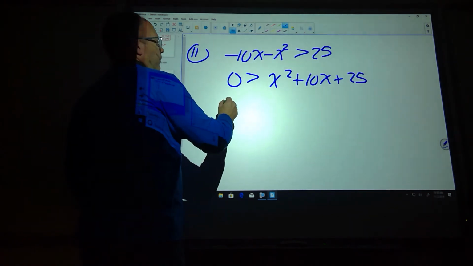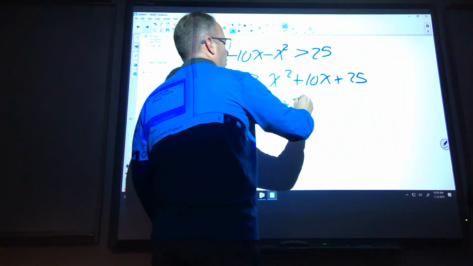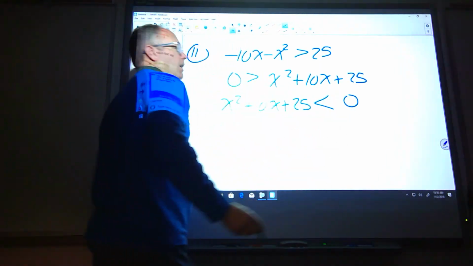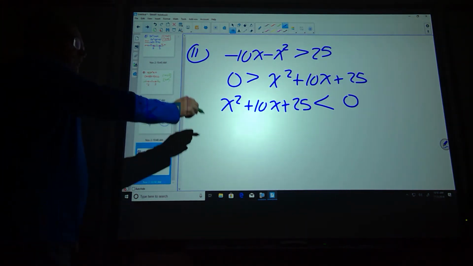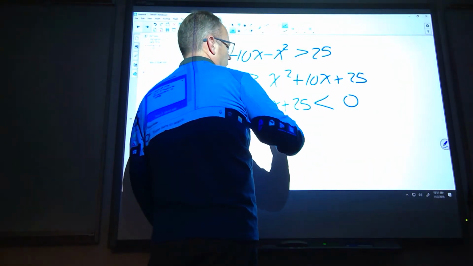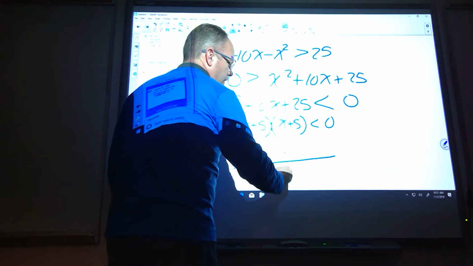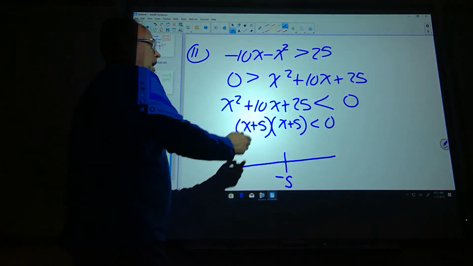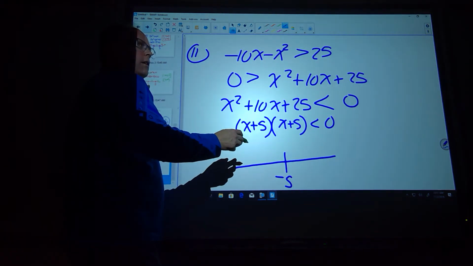Okay, so now I'm going to flip-flop this whole thing so it tells us what we're looking for. So this is going to flip over, not because I'm multiplying or dividing by a negative. I'm just showing that. Is that okay? This is a perfect square trinomial, so it's x plus 5, x plus 5. And we want less than 0. So x plus 5 only happens at one spot, at negative 5. I want values less than, right?